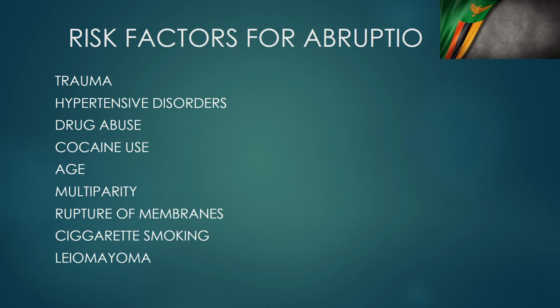There are other things like drug abuse, cocaine, smoking, the age of the woman, multiparity. Even rupture of membranes is a risk factor for abruptio placenta, because with a sudden decompression of the uterine cavity, the placenta can detach. A placenta implanting on a fibroid is also another risk factor for abruptio placenta, maybe because the placenta does not completely embed itself in the uterine wall.